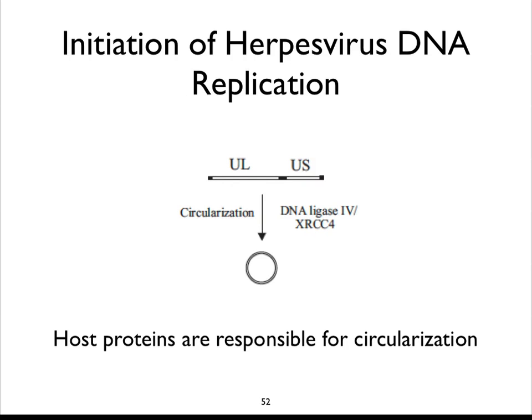So let's look at this in a bit of detail. This linear molecule comes in. It gets circularized using only host proteins, DNA ligase 4 and a recombination protein called XRCC4. And so they're responsible for that. How do we know that? If you infect a cell in the presence of a protein synthesis inhibitor so that no new proteins can be made, the circles accumulate. So we know that that's a step that doesn't require de novo protein synthesis. What it doesn't do is rule out the fact that there may be something associated with the incoming virion that's responsible for that. But that's yet to be shown.